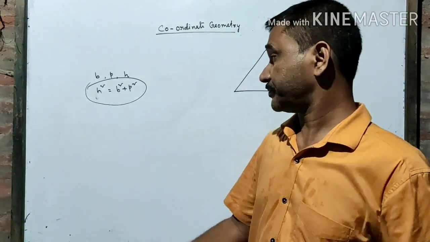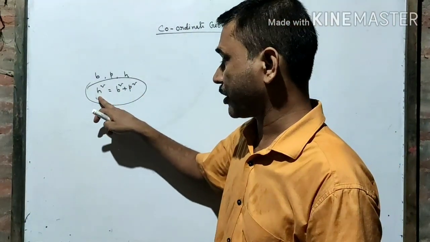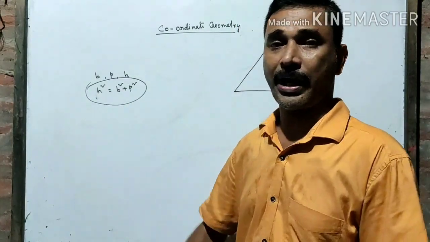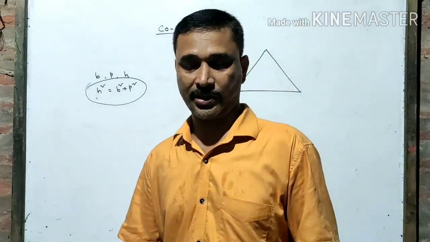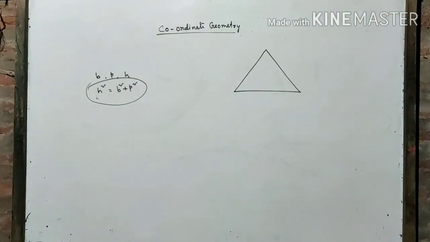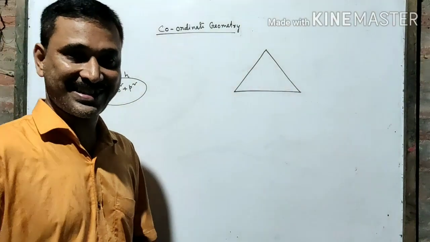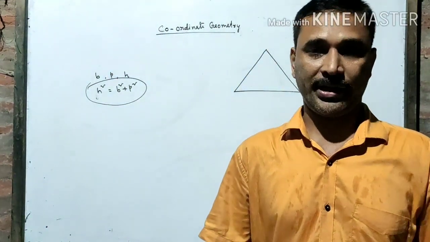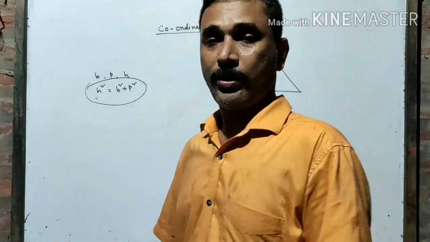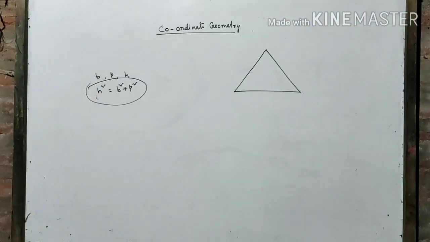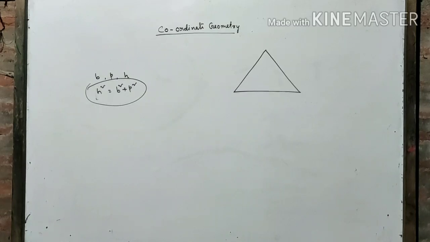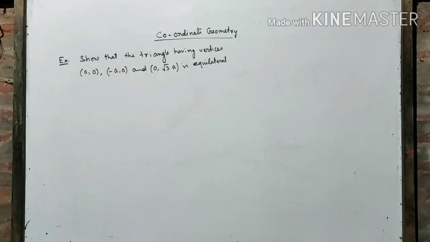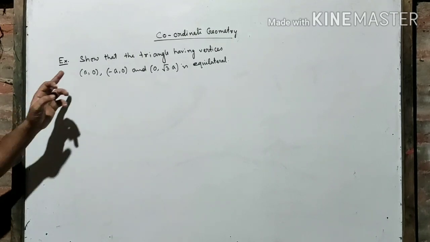So if among the 3 sides of a triangle, the square of one side is equal to the sum of the squares of the other 2 sides, then the triangle is a right angle triangle. So using these properties, we can prove that a triangle is equilateral, scalene, isosceles, or right angled. Okay. So let us do some problems of this type. So this is our first question related to that triangle.